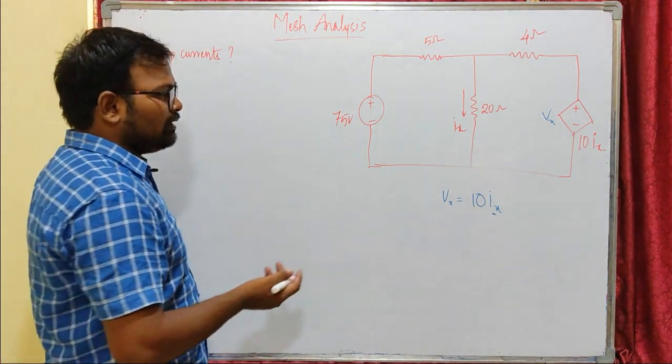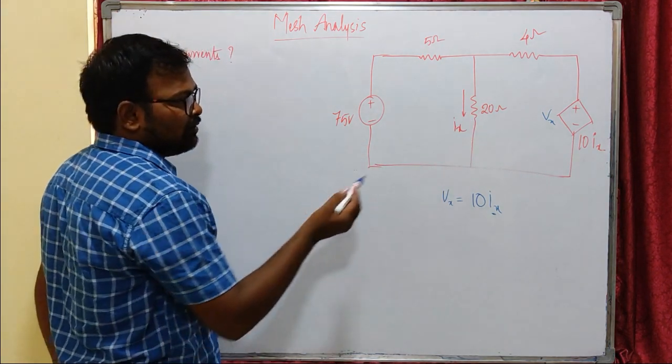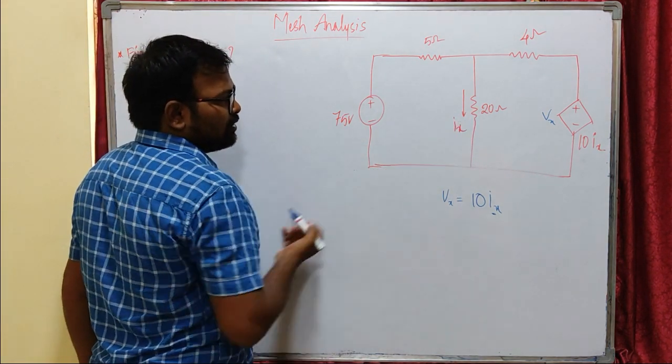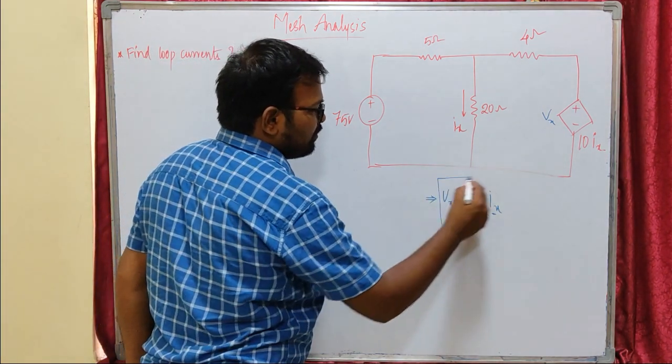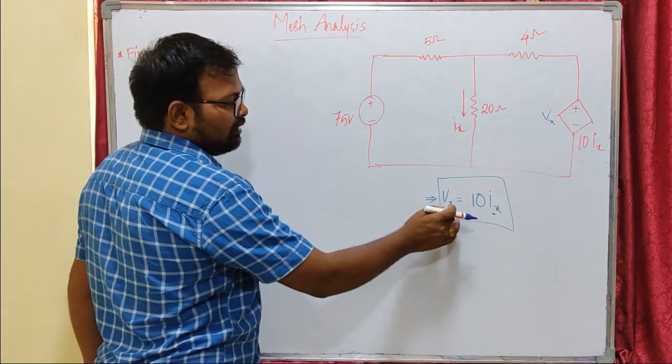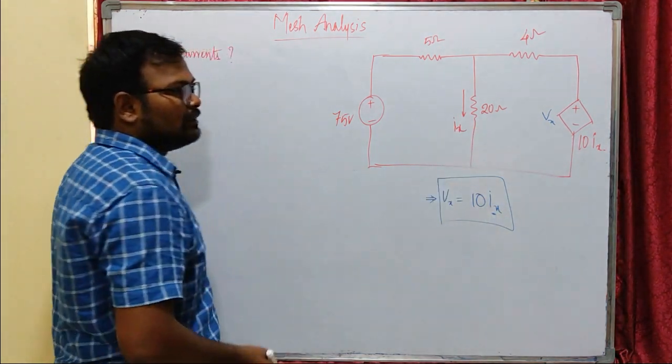So what is Ix here? Ix is the current flowing in the 20 ohms resistor. The value of current in the 20 ohms resistor will define the value of our dependent voltage source. So that is what it means. The value of this dependent voltage source is a dependent quantity of Ix, which is the current flowing in the 20 ohms resistor.